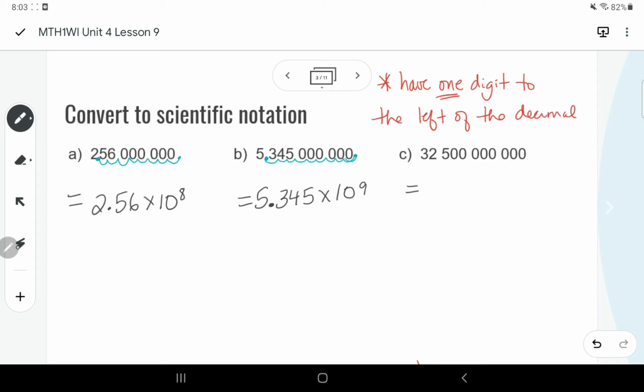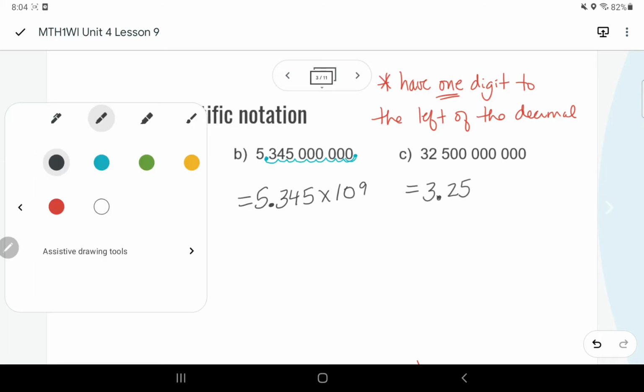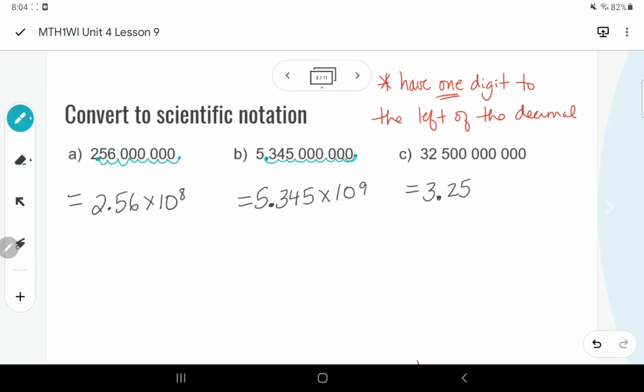And then the last one, what is this? This is 32,500,000. So I'm only going to have one number before the decimal, 3.25. And how many times would I have to multiply by 10 to get back to this big number? So there's where I've put my decimal like that, right? So there, taking that decimal place, we'll move it 1, 2, 3, 4, 5, 6, 7, 8, 9, 10 places. So that's times 10 to the exponent 10.